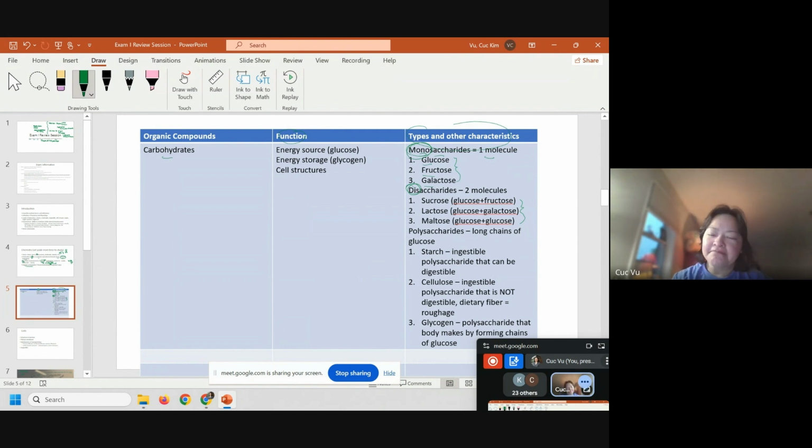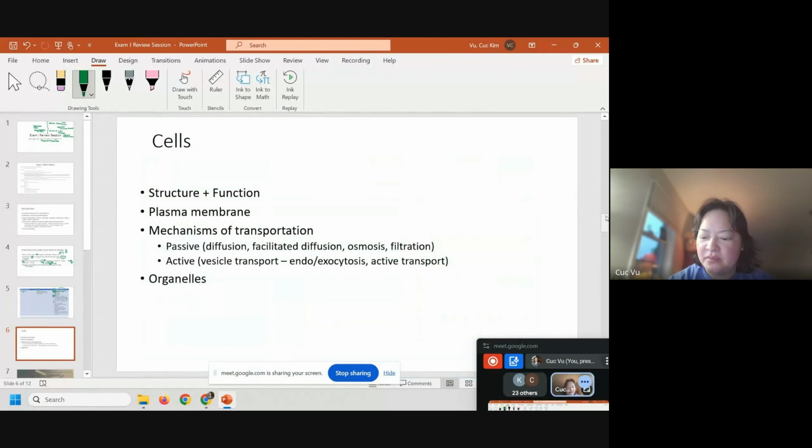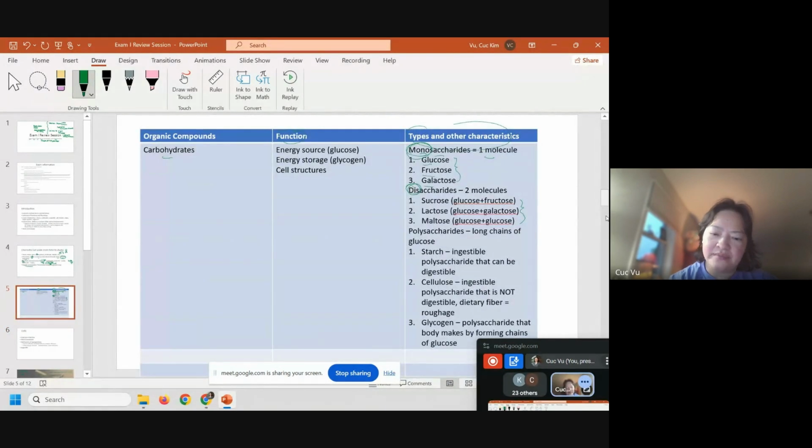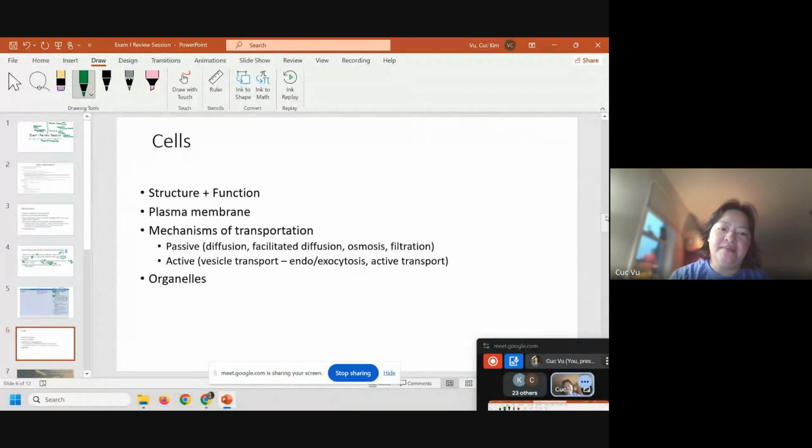So make this table. You would finish this table out with carbohydrates, lipids, proteins, and nucleic acids. All right. Moving on to cells.